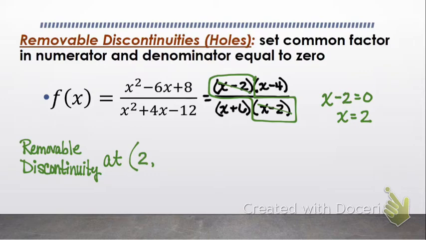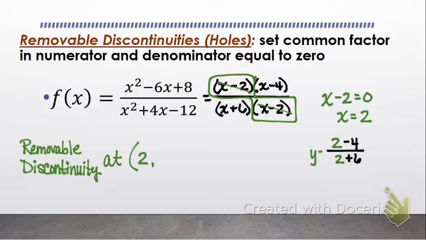So we want to find the y value for that removable discontinuity, which is going to be our limit at x equals 2. So I'm going to take 2 and substitute it into what I have left over after I cancel out that removable discontinuity. So I have 2 minus 4 in my numerator. Down in my denominator, I have 2 plus 6.